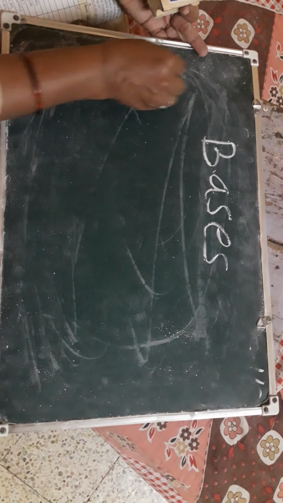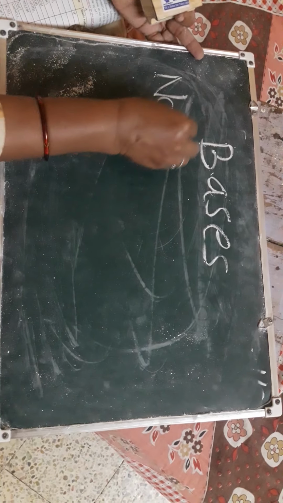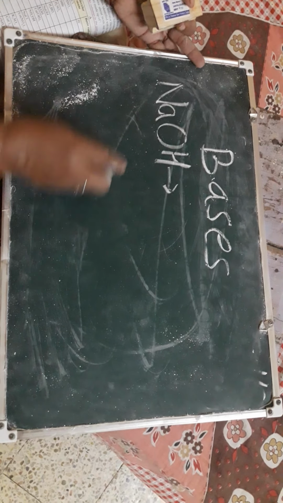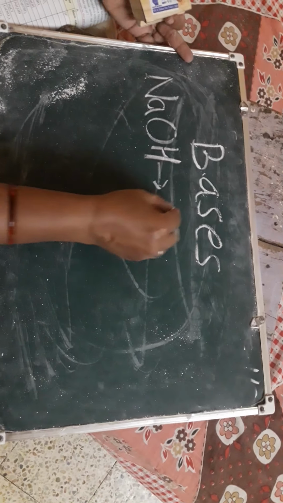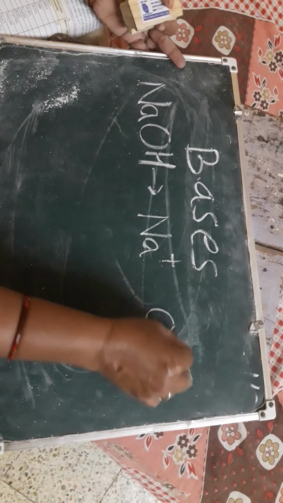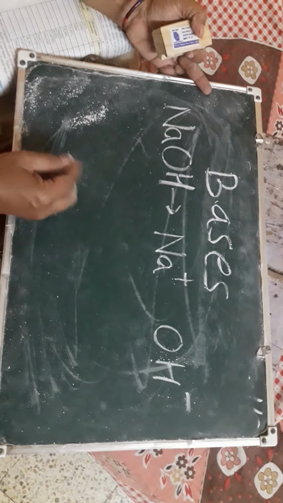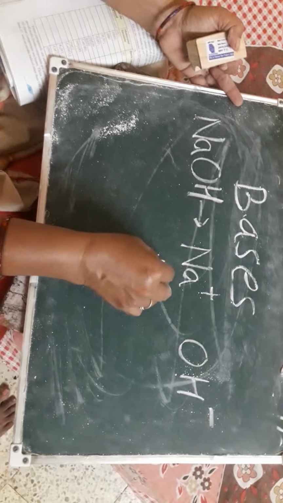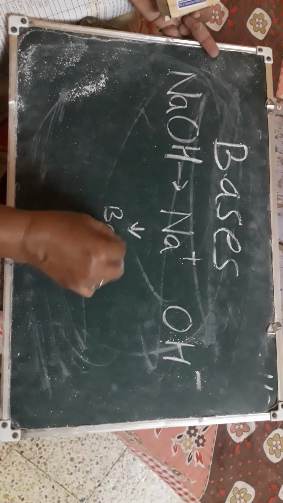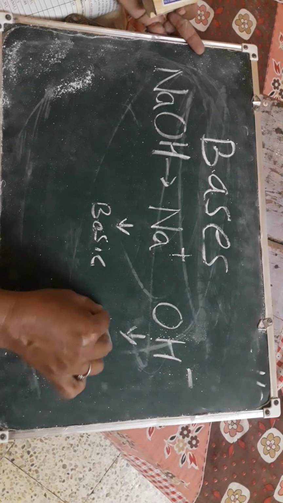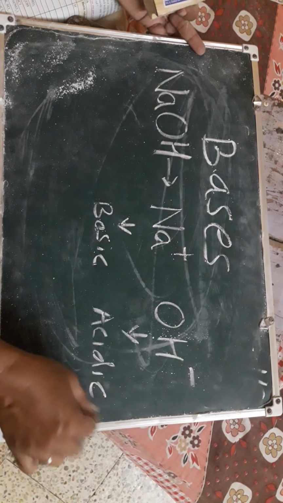Now, what are bases? Here I have taken the example of sodium hydroxide. If we separate its acidic and basic radicals, we get Na plus and OH minus. Here Na plus is a basic radical while OH minus is an acidic radical.